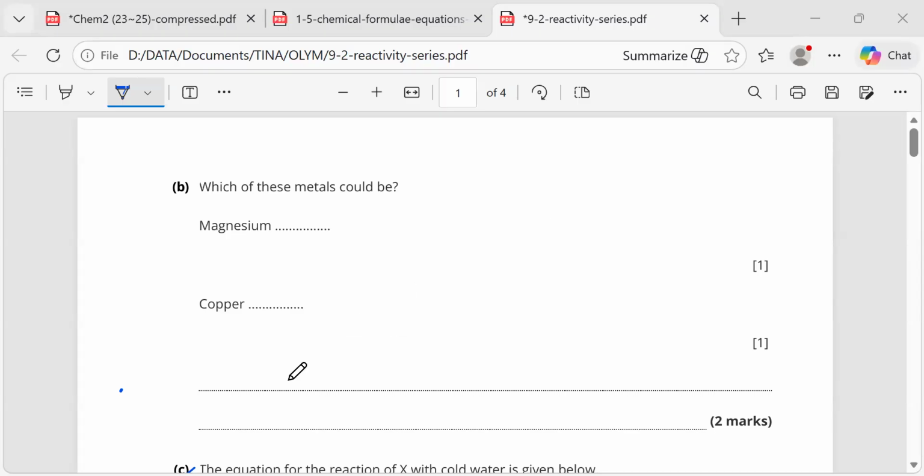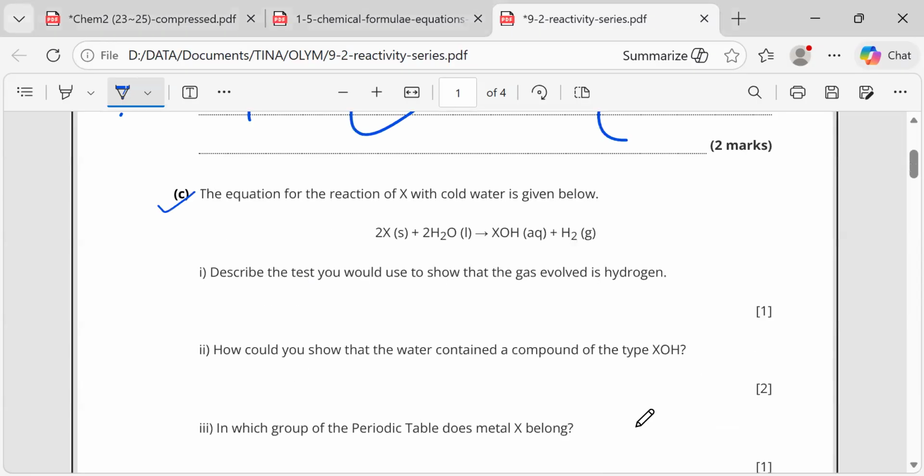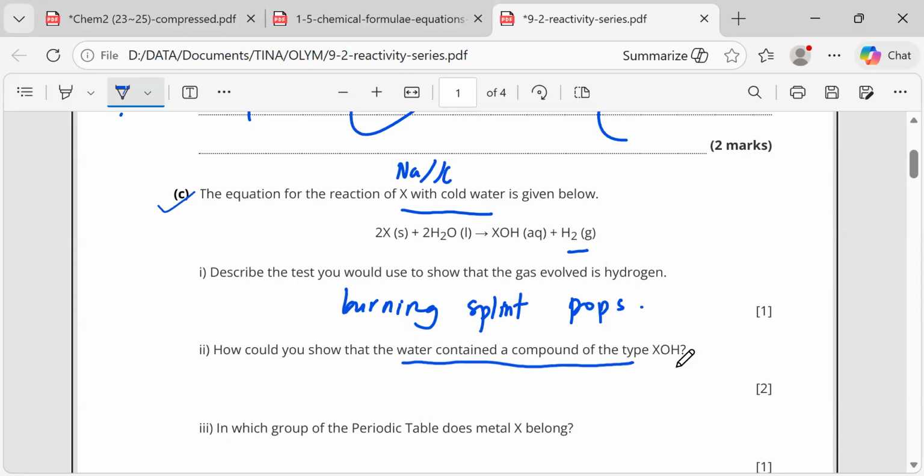This part no need to do. Let's start from here. X is with cold water. So X definitely is either sodium or potassium. What else can it be? Hydrogen gas, you use a burning splint. Splint will do what? Squeaky pop. How can you show it has XOH? Red litmus paper turns blue because it's an alkali. How do you know it's an alkali?